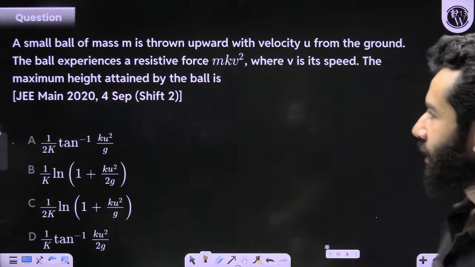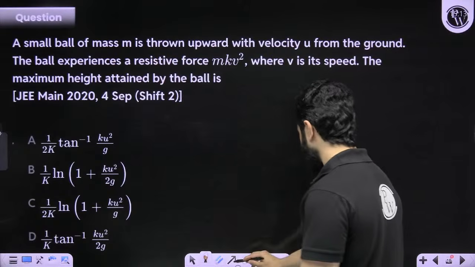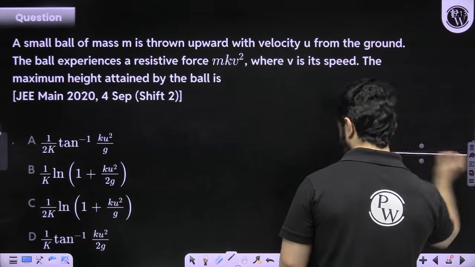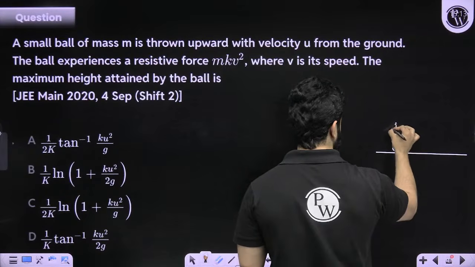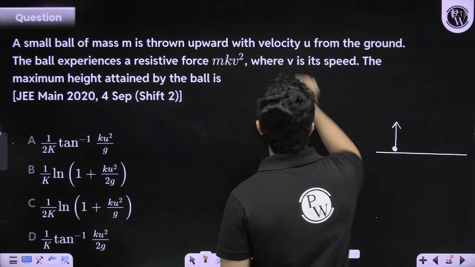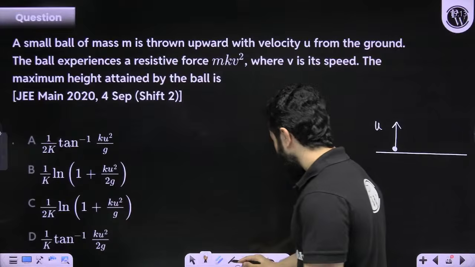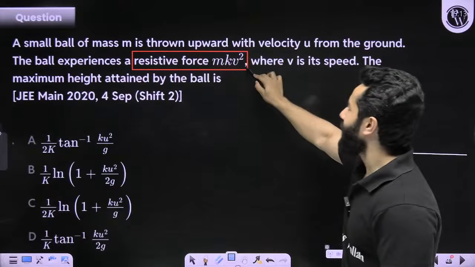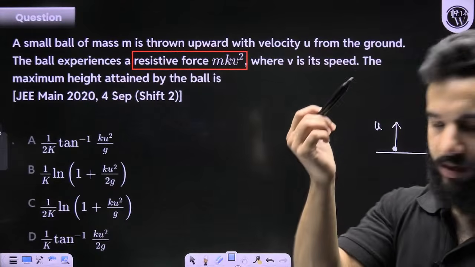Pay attention. This question is saying a small ball of mass m is thrown upwards. So let's assume that this is ground, my dear friends. You have got a small ball of mass m, we have thrown it upwards with some velocity u, and the ball experiences a resistive force m k V square.